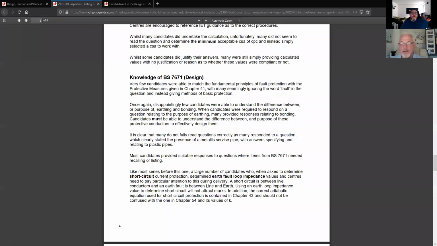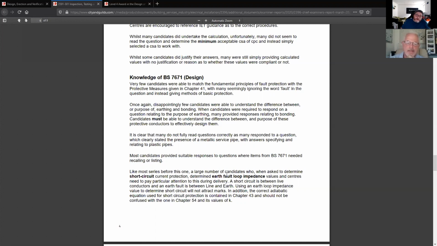Does it? Yeah. No, and again, it's one of those things, isn't it? People are so used to doing an earth fault reading and then pressing a button to get a fault current reading, without determining or thinking about exactly what they're actually recording there and what conductors are involved.